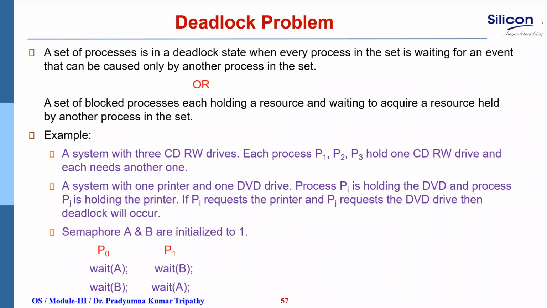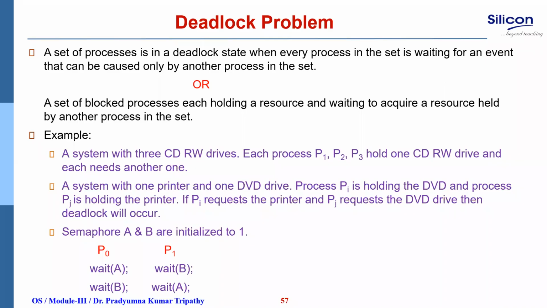Okay. Now see here. A set of processes is in deadlock state when every process in the set is waiting for an event that can be caused only by another process in the set. This is the definition for deadlock. It says that a set of processes is in the state of deadlock when every process in the set, whichever process is there, is waiting for an event. They want something to occur that can be caused only by another process in the set.